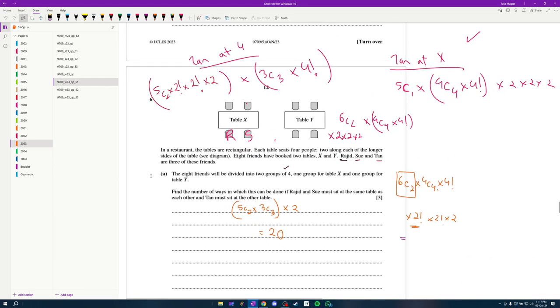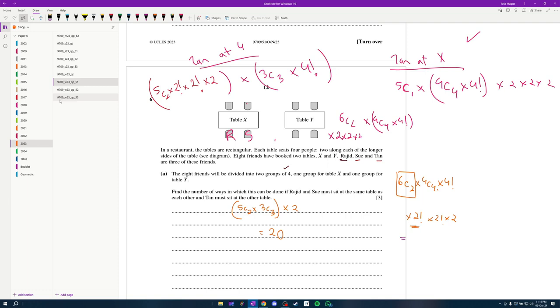Okay, so in a restaurant, the tables are rectangular. Each table seats 4 people, 2 along each of the longer sides of the table. 8 friends have booked 2 tables, X and Y. Rajid, Sue, and Tan are 3 of these friends. The 8 friends will be divided into 2 groups of 4, 1 group for table X and 1 group for table Y. Find the number of ways in which this can be done if Rajid and Sue must sit at the same table as each other, and Tan must sit at the other table.